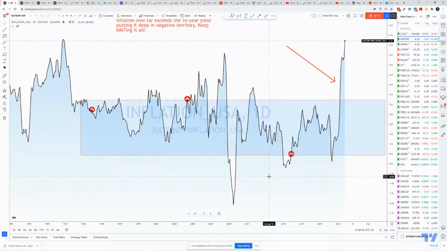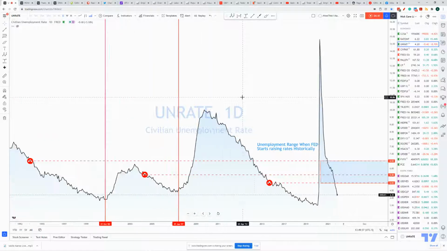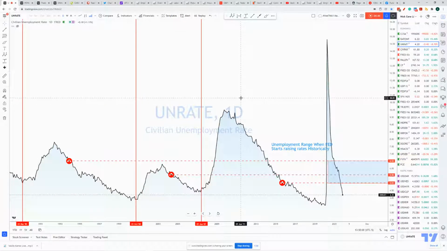Now remember, the dual mandate is price stability and maximum employment. We'll get to the employment part later. Okay, so they missed the boat. They didn't raise on this one. How about this one? The civilian unemployment rate. Usually they start to raise rates between 6.5% and 5%. Okay, now completely missed that boat. 4.2% unemployment rate. All right.